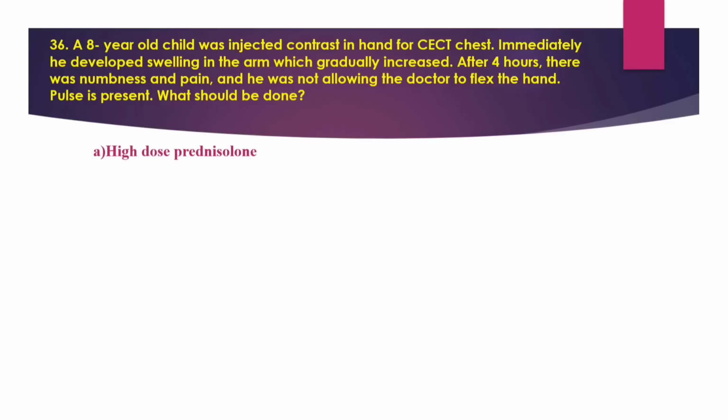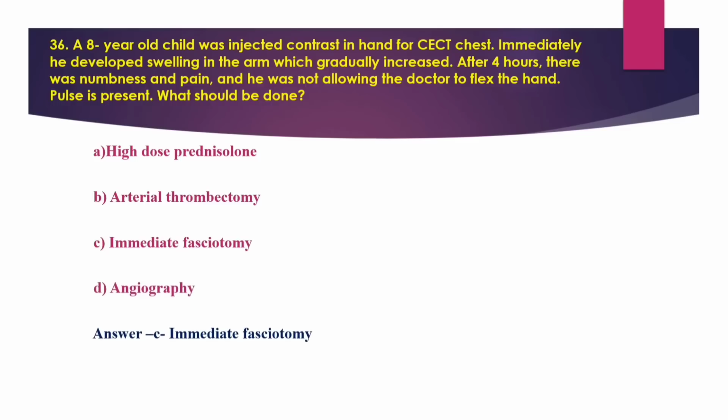Option A, high dose prednisolone. Option B, arterial thrombectomy. Option C, immediate fasciotomy. And option D, angiography. The answer is option C, immediate fasciotomy.